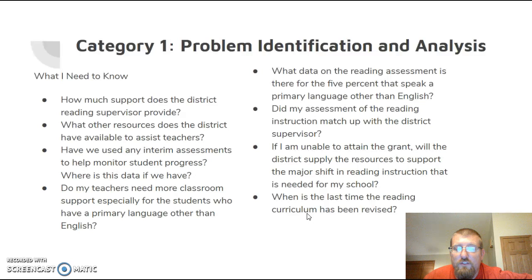Do my teachers need more classroom support, especially for the students who have a primary language other than English? If there's 5% of them, that's about 35 students that might struggle with the English language or have a language barrier. What data on the reading assessment is there for the 5% that speak a primary language other than English? Did my assessment of the reading instruction match up with the district supervisor? If I'm unable to attain the grant, will the district supply resources? Because it's going to be a major shift in the instruction that is needed for my school. And when was the last time the reading curriculum was revised?